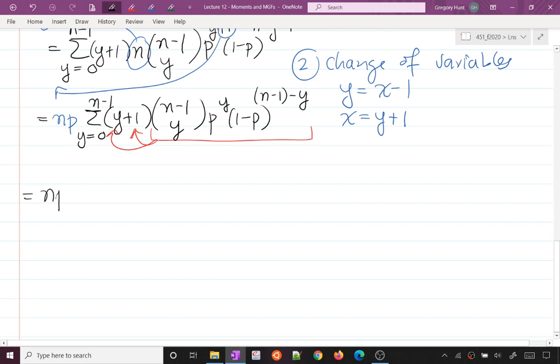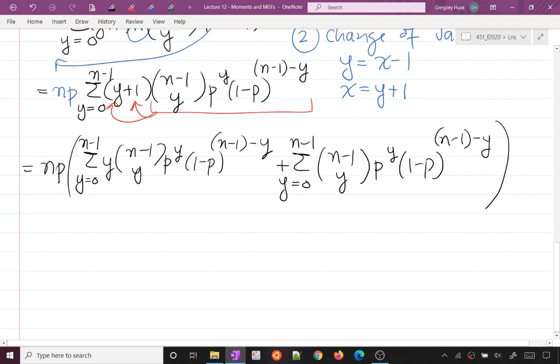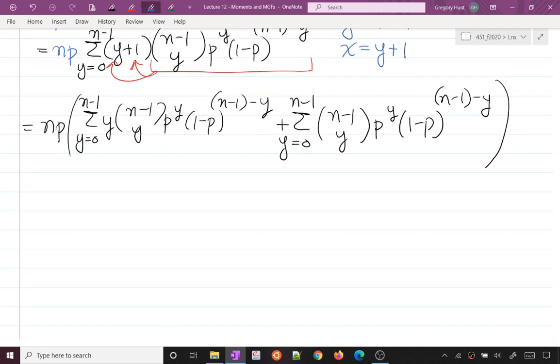So I will have an np, and I'm going to have some big parens. My first term is y, n minus 1 choose y, p to the y, 1 minus p to the n minus 1 minus y. And then I'll distribute everything to the 1 here, which doesn't really do much, but I'll have my second sum, which is the sum y from 0 to n minus 1 of n minus 1 choose y, p to the y, 1 minus p to the n minus 1 minus y, okay? Don't worry, it gets easier from here.